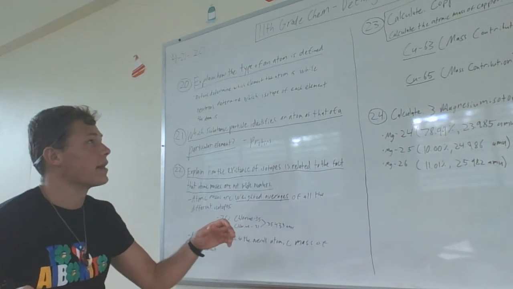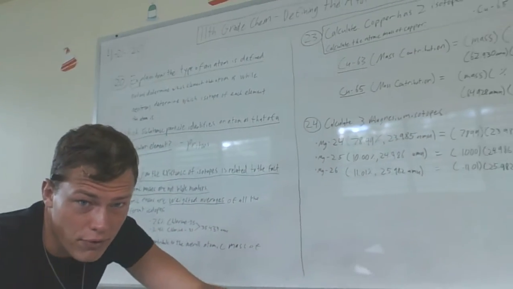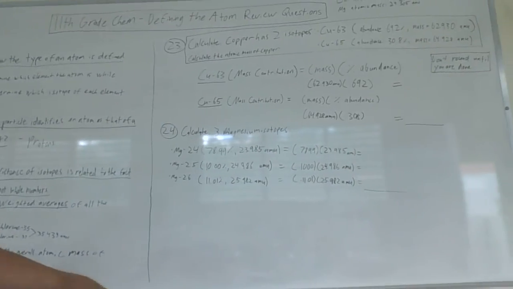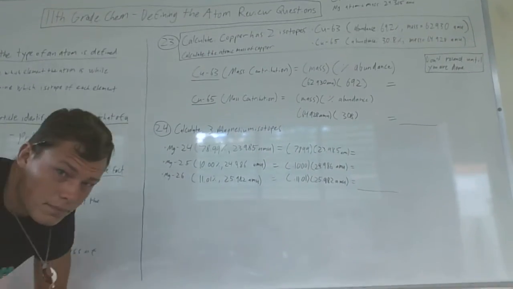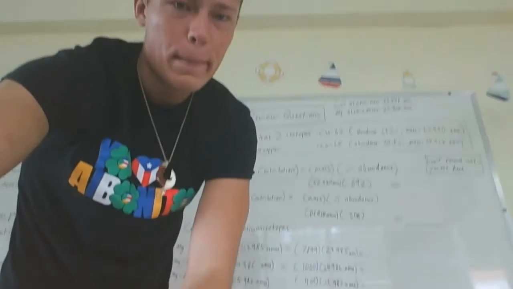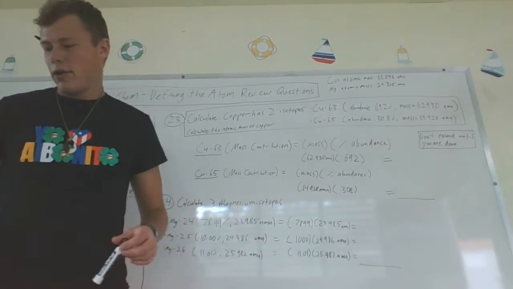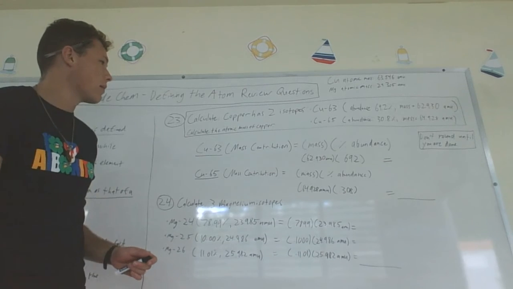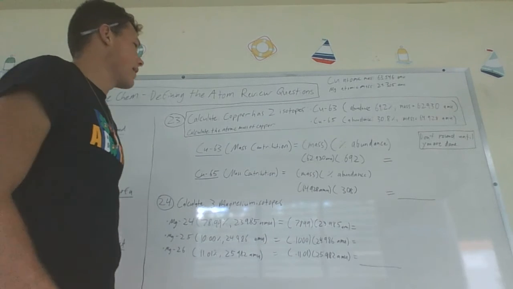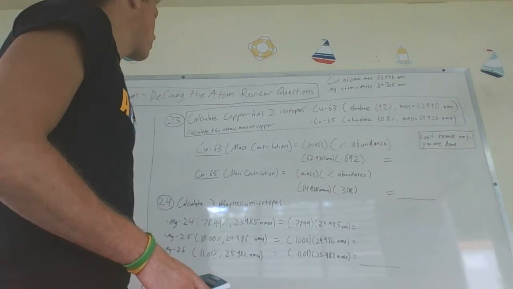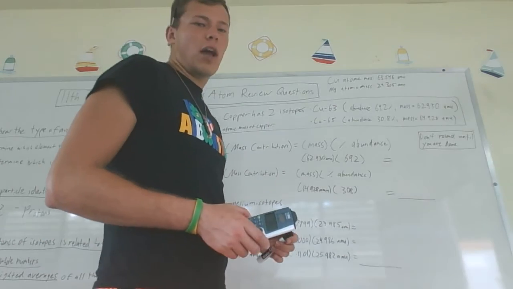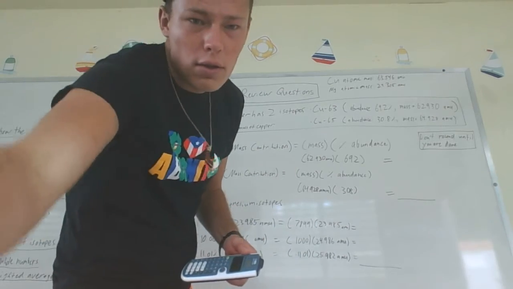Now we'll work on calculating. These next 2 are for calculating. Hopefully this won't be confusing. These are just right out of your Eddie system, okay? So calculate. Copper has 2 isotopes, right? You have copper 63.